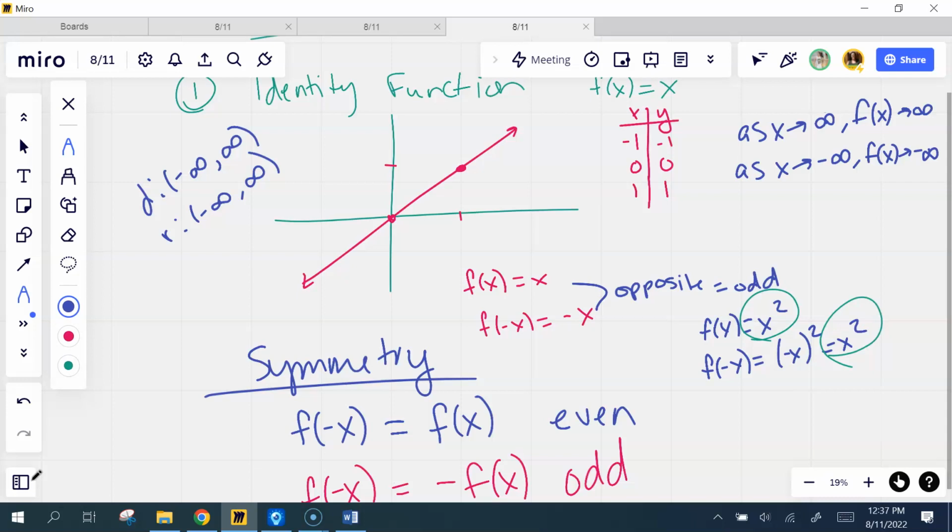Come on, your quiz. As x approaches infinity means on the right hand side of the graph, is it going up, down, or towards a number? Up. So f of x, which is y, is going up, positive infinity.